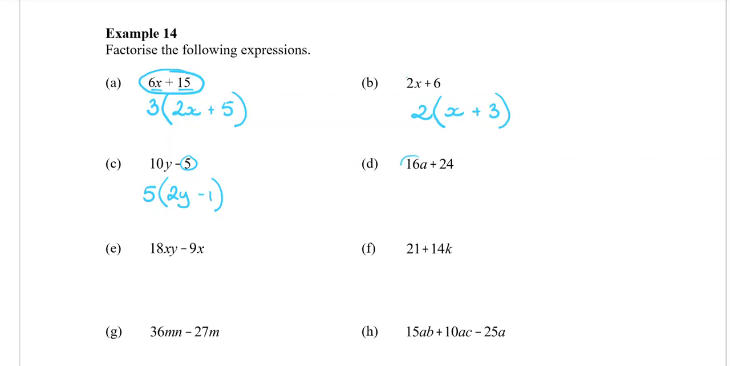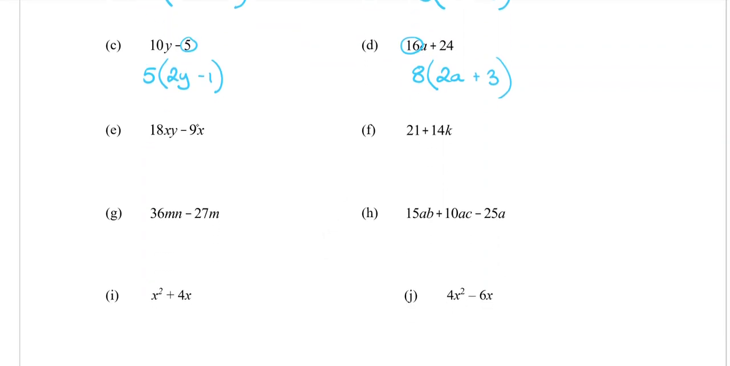16 and 24. 16 is the smaller number, but you can't divide 24 by 16, so we're going to have to go smaller than 16. So let's try 8. We can halve that and go to 8. 8 does go into 24, so let's bring an 8 out the front. 16 divided by 8 is 2a, and 24 divided by 8 is 3.